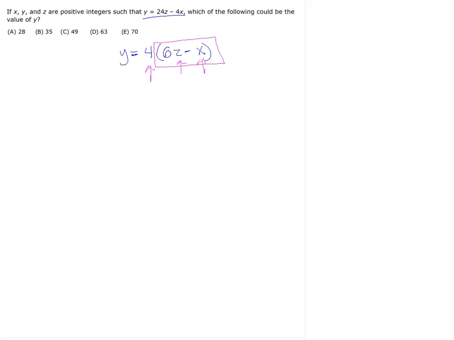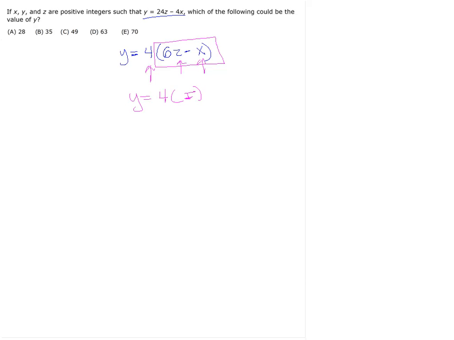Well, if you think about what that means, it's really simple. What it means is that y must be a multiple of 4, right? Because y, think about how y is constructed. y occurs from taking the number 4 and multiplying it by some other integer.